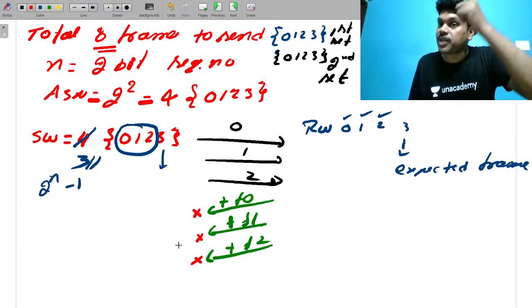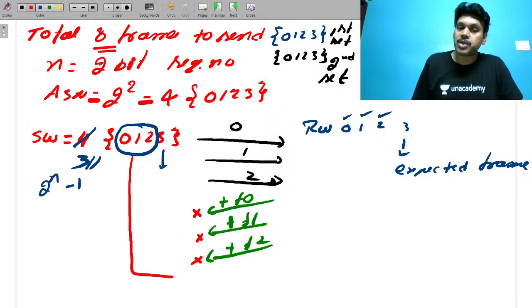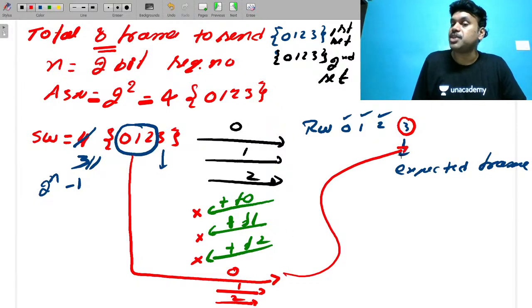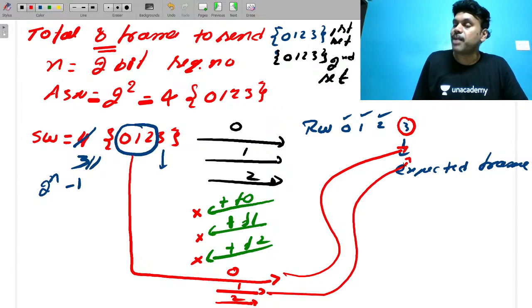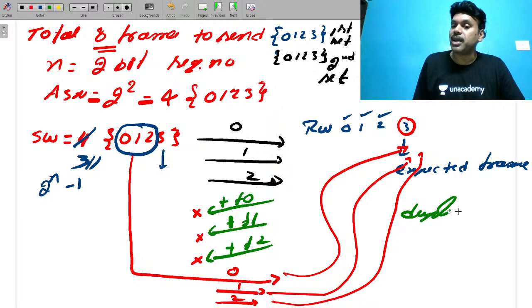So when acknowledgements are lost, sender is retransmitting 0, 1, 2 once again. But what number is the receiver expecting, my dear friends? Receiver is expecting 3. Therefore, 0 goes there and checks that it does not match. 1 also goes and it is not matched. And 2 also is not matched. Then receiver says that they are duplicates.